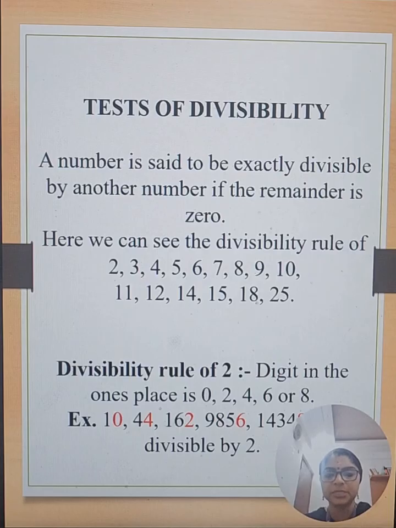Likewise, we have to check the remaining numbers. By looking itself, we can tell that all the ones places, according to the rule, are 0 or 2 or 4, 6 or 8. So we can conclude it is divisible by 2.